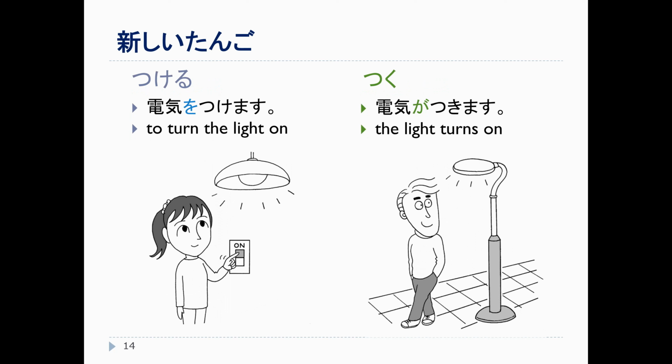Next, we have tsukeru. Once again, this is one of the ones that we learned way back in chapter 6. So denki o tsukemasu is to turn on the light. Denki ga tsukimasu, a new one from this chapter, means the light turns on. So denki o tsukemasu versus denki ga tsukimasu.